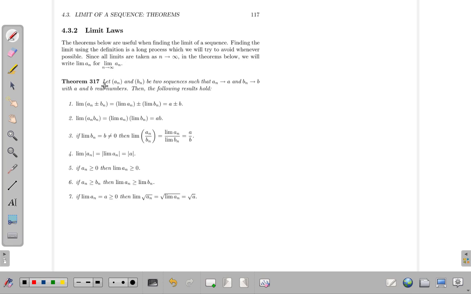Now it says let an and bn be 2 sequences such that an tends towards a number a and bn tends towards a number b. With a and b real numbers, then the following results hold. So let's see what the first result says. The limit of an plus or minus bn is equal to the limit of an plus or minus the limit of bn, which is equal to a plus or minus b.